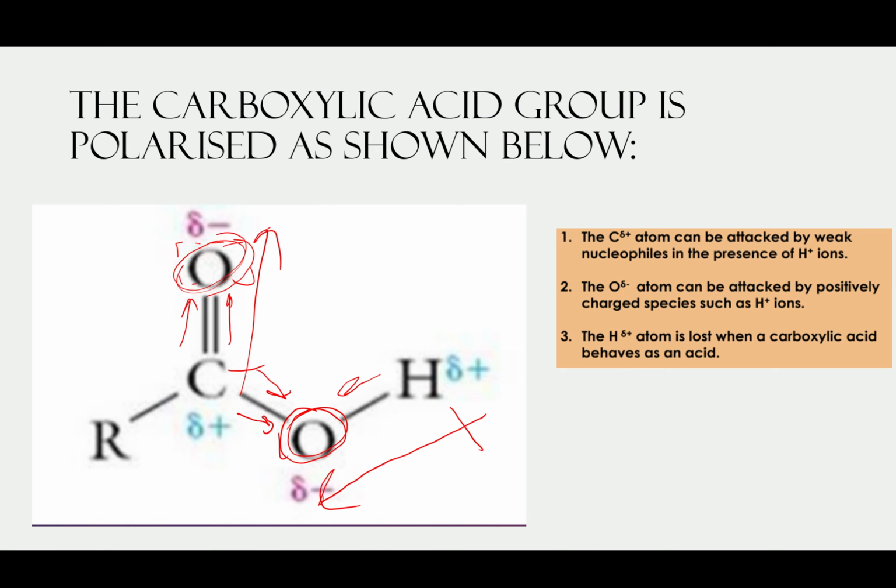The slightly positive carbon is very vulnerable to nucleophilic attack, and the slightly negative oxygen is very vulnerable to electrophilic attack. So keep that in mind. The hydrogen atom is also very easily lost, and this is why it's an acid. So we remember Le Chatelier's principle. Remember chemical equilibrium. Remember acid equilibrium. Unit 1 chemistry.